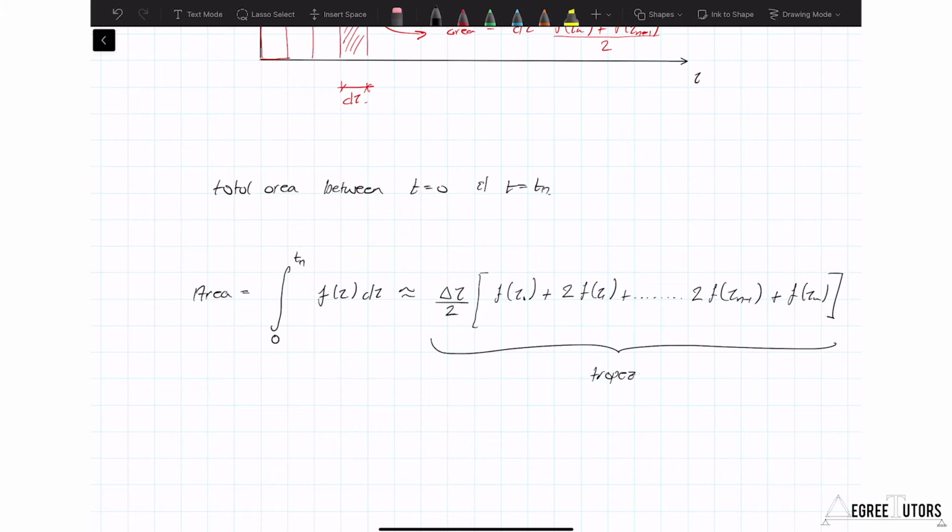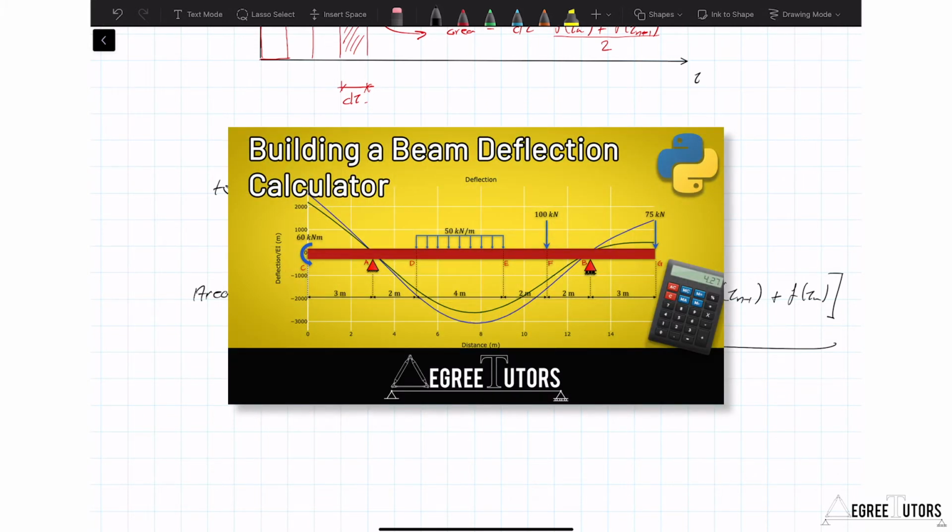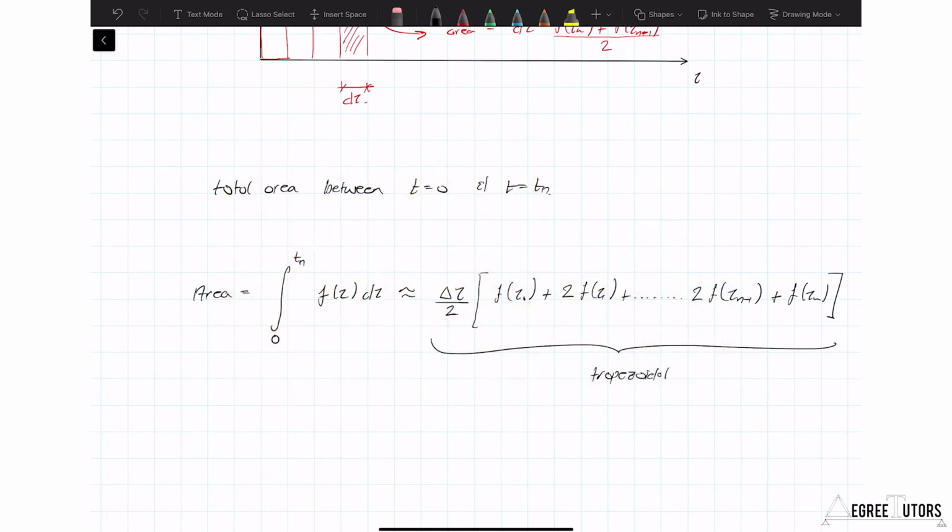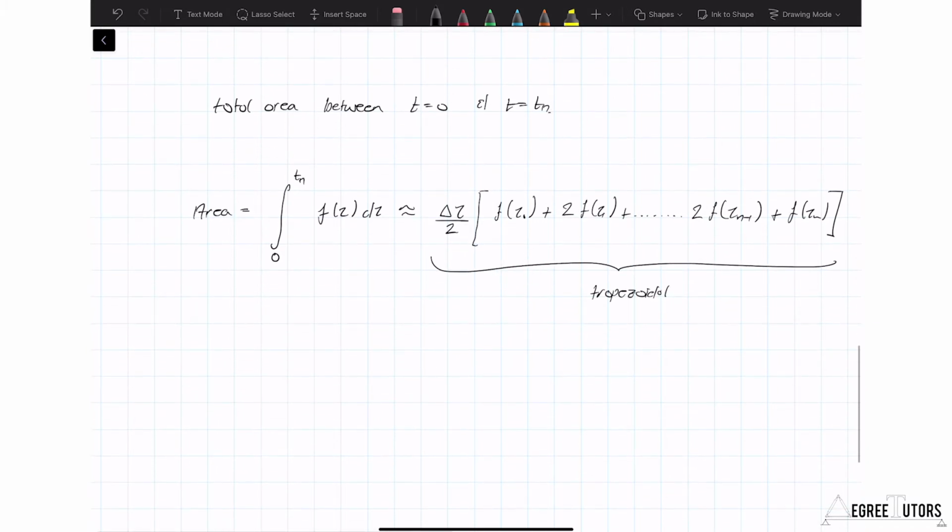The last time we came across the trapezoidal rule was, I think, in our beam deflection calculator project, where we were using the trapezoidal rule to do a numerical integration of the moment curvature relationship. So head back over to that project if you want to see me explain it. Maybe I explain it a little bit slower than I did here. But basically, that's all we're going to do.